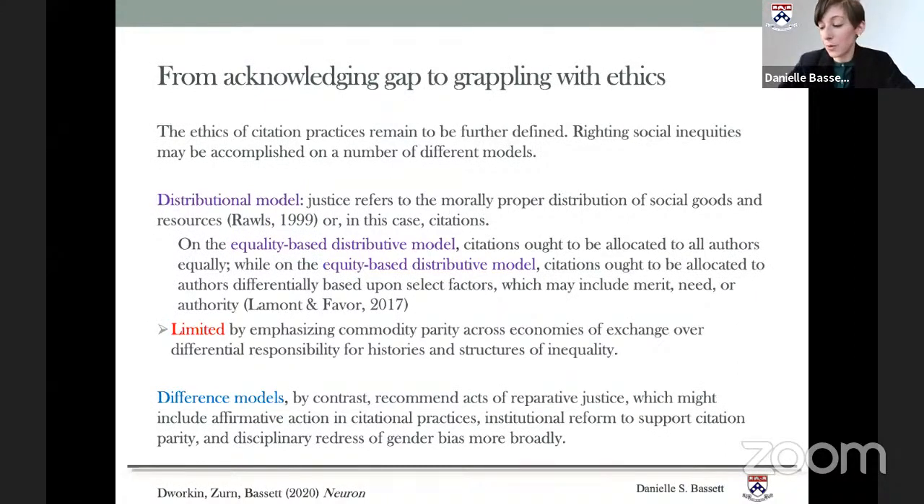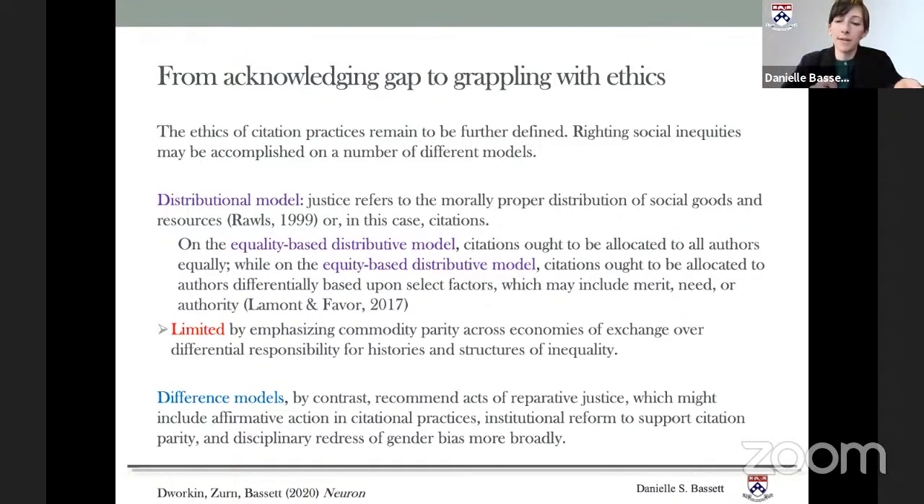And I'll be the first to admit that defining an ethics of citation practices is difficult. And we as a field have a choice of how we want to define ethics here. We do, I think, acknowledge that righting social inequalities could be accomplished on a number of different models. So one model is the distributional model. And in that model, justice refers to the morally proper distribution of social goods and resources, or in this case, citations. And there are two submodels here.